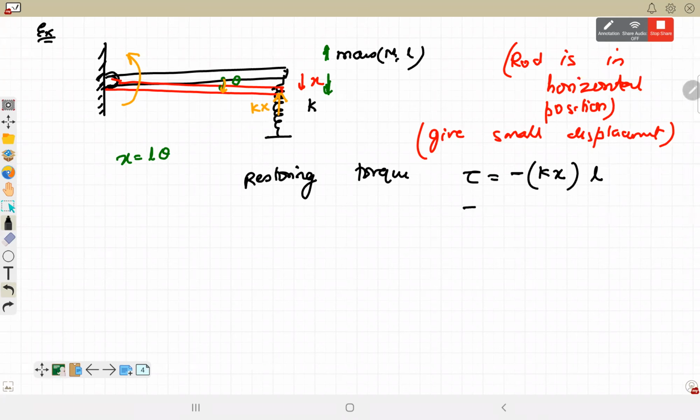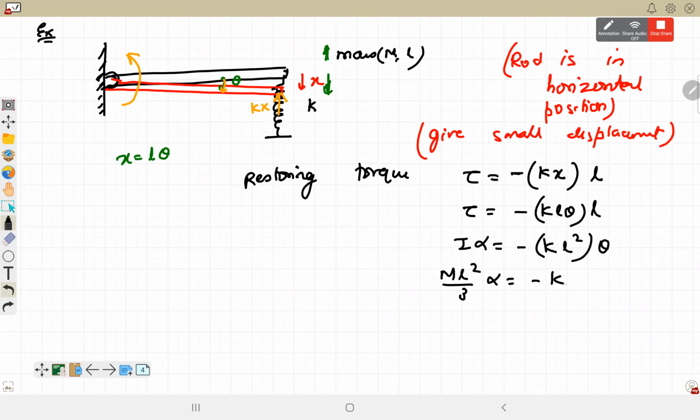So x we write again as L times theta. This becomes L theta into L. So the torque is minus k L square theta. Torque is equal to I alpha, where I is equal to mL square by 3. Alpha will become minus 3k by m into theta. Alpha is minus of omega square theta.